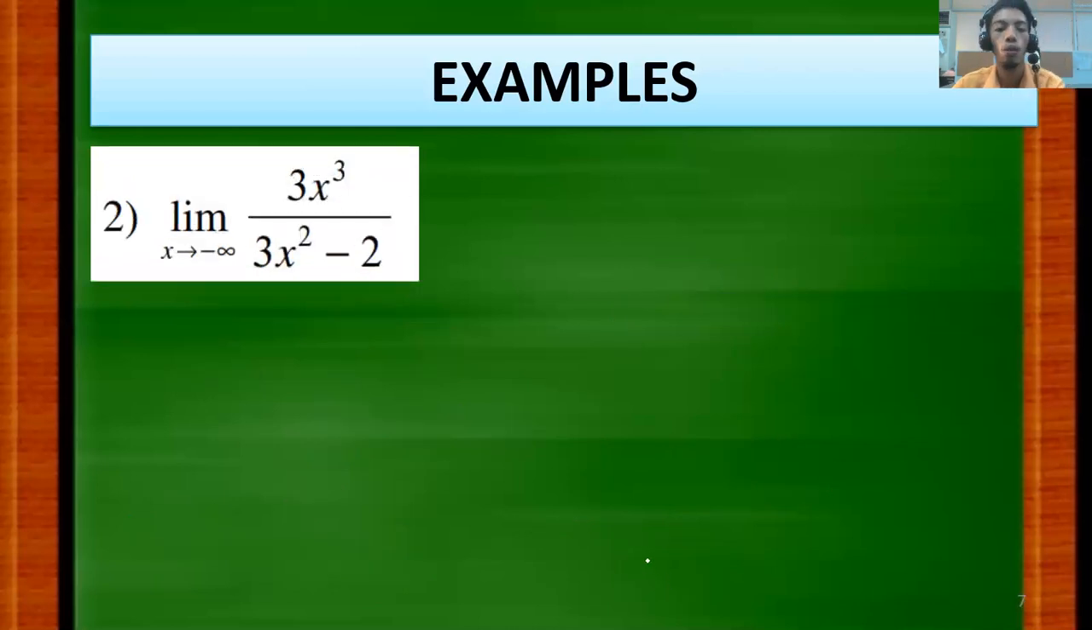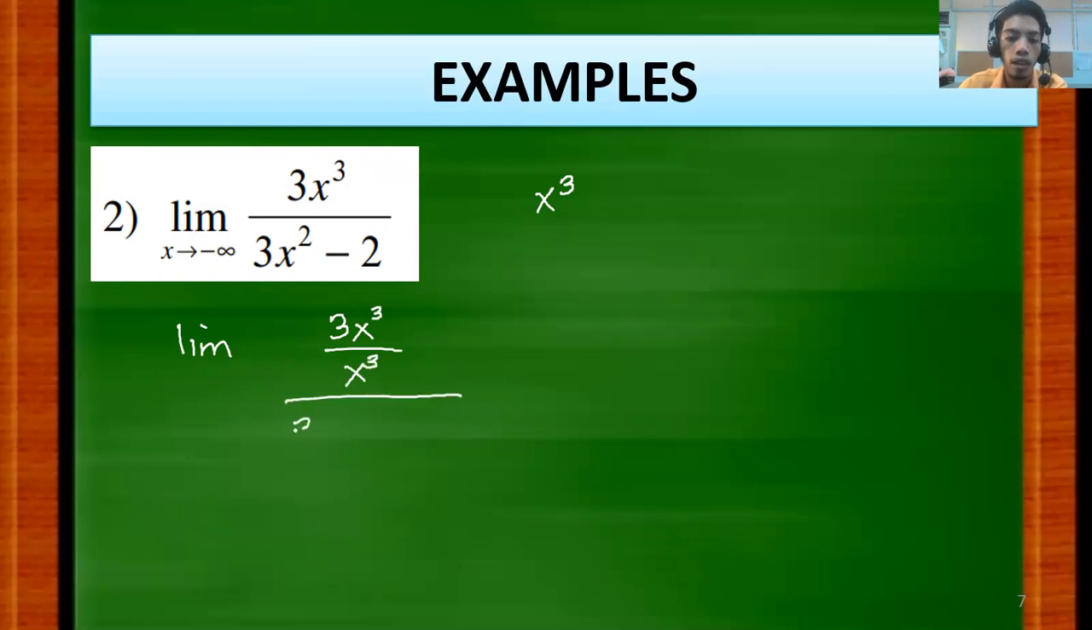Next, number 2. So let's have the limit of 3x cubed over 3x squared minus 2 as x approaches negative infinity. So in this case, the highest power of x is x cubed. O, papansinin nyo, may pinakamataas na power ay yung x cubed. So iyon yung i-divide natin sa lahat ng expression. Okay, yung x cubed. So dito meron tayong limit of 3x cubed over x cubed, divided by or all over 3x squared over x cubed minus 2 over x cubed.